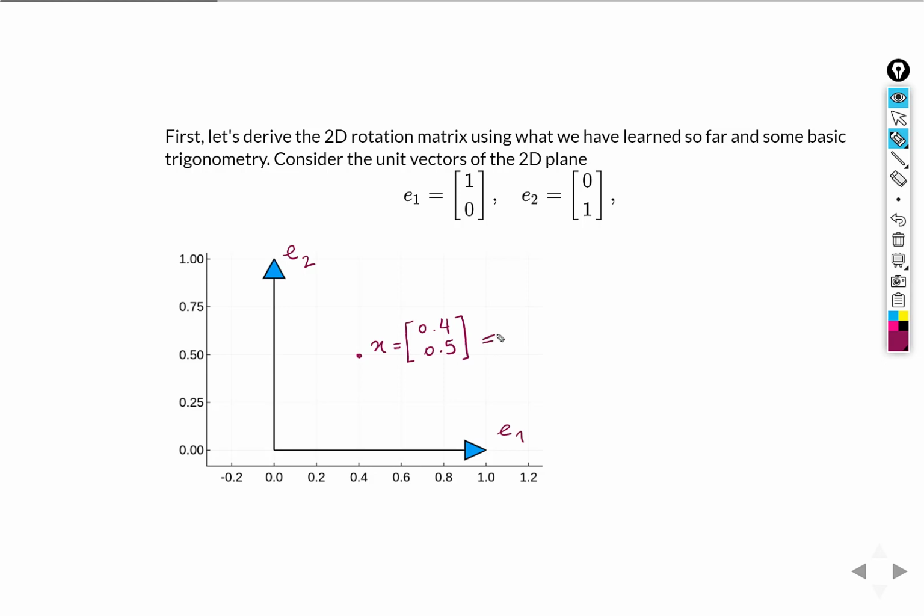Any point in this coordinate frame can be defined as a linear combination of E1 and E2. For this reason, we call E1 and E2 the basis vectors.